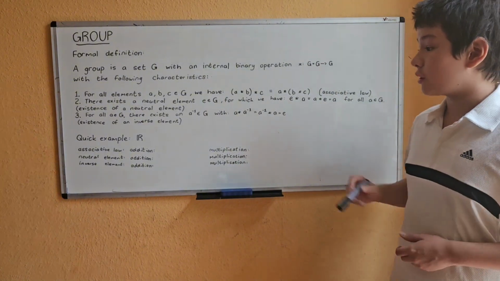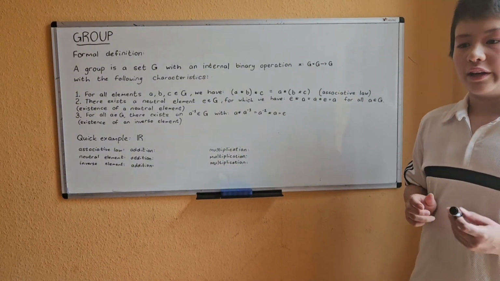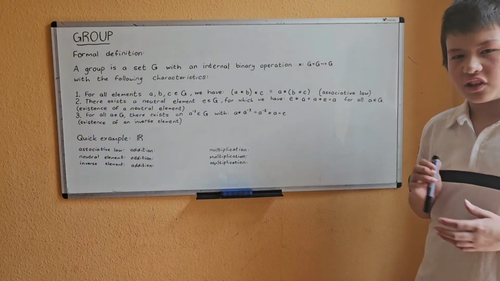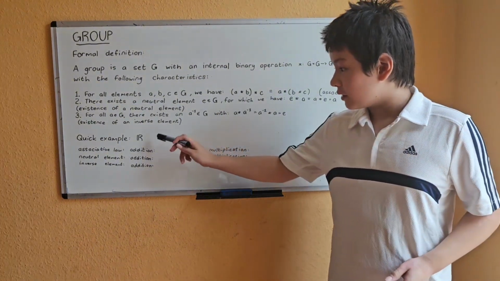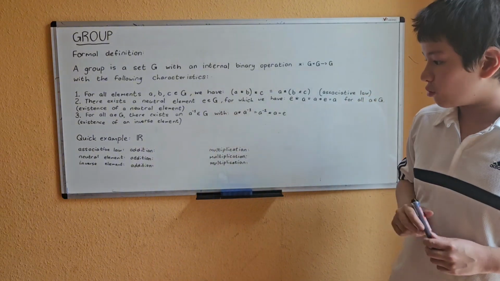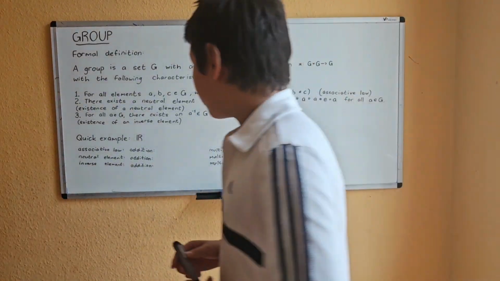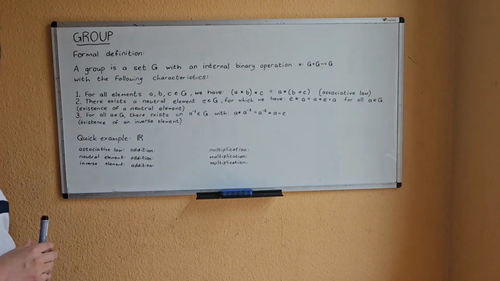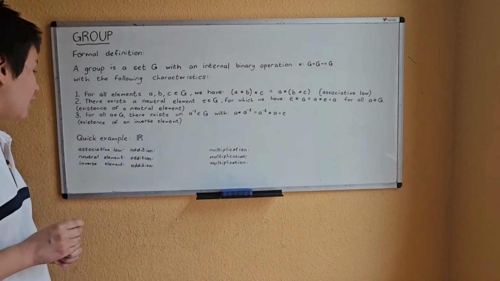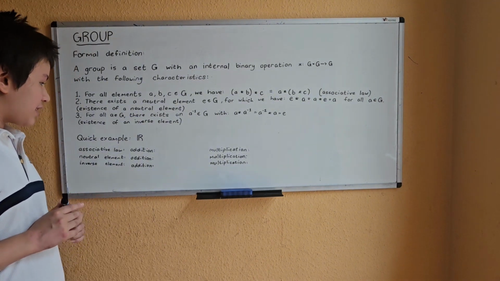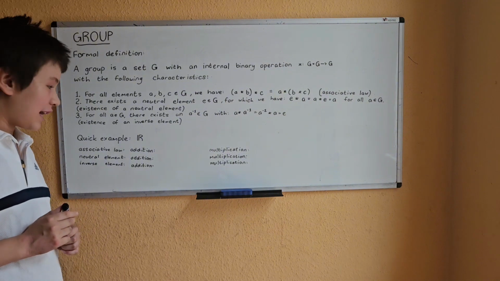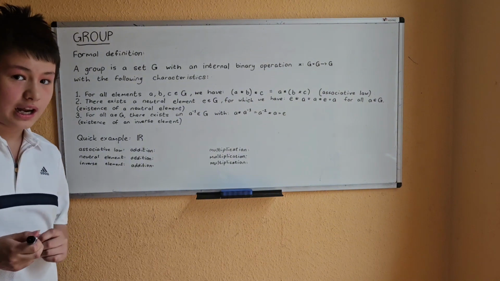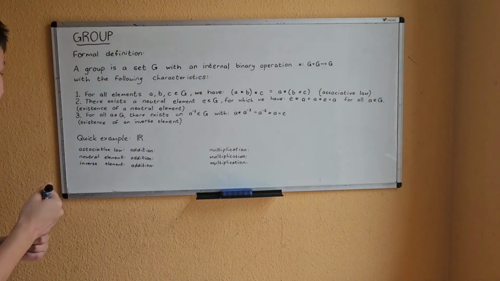Now I'll also show a quick example just to show what this is like, and we'll take a pretty easy example, the real numbers, and we'll show how these three laws hold in the real numbers. Now we'll begin with the associative law, and for each of these statements there will be different cases for addition and multiplication, so we'll go through them separately.